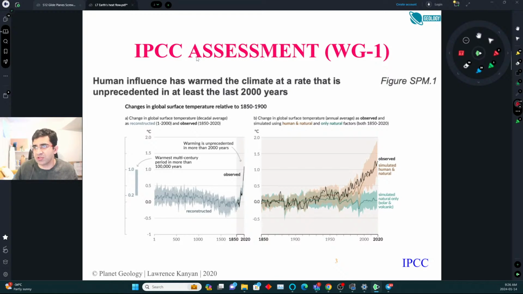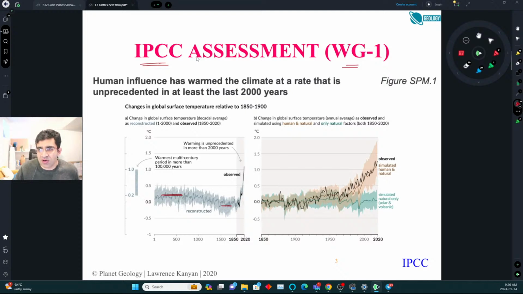To understand that, first of all, look at the most recent past, at least the last 2000 years. This is from the Intergovernmental Panel on Climate Change assessment report, working group 1. Compared to the pre-industrial average, Earth was a little bit warmer in the medieval period, roughly 0.25 degrees Celsius warmer.